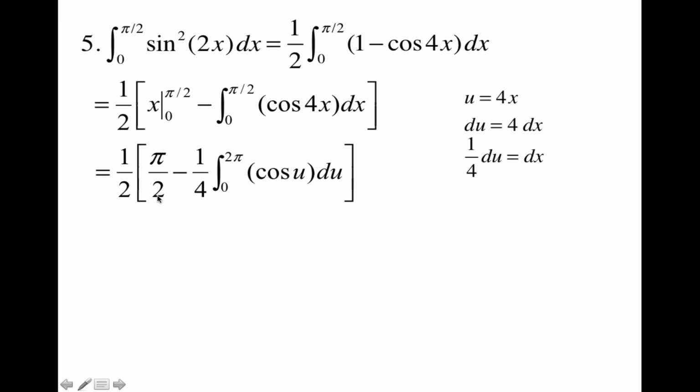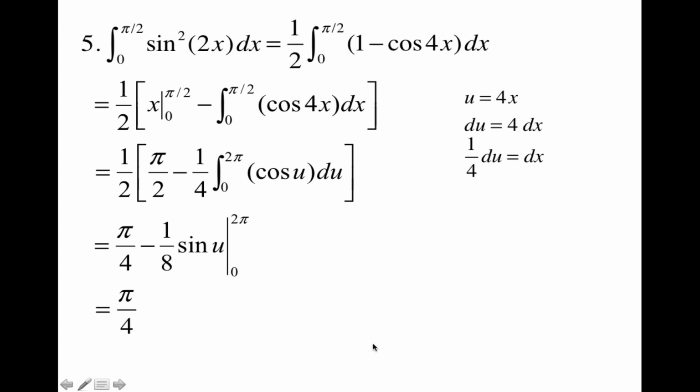And then at the same time, I also went ahead and evaluated the x from pi over 2 to 0, which just gives me pi over 2. Now I can go ahead and integrate the cosine u. At the same time, I went ahead and distributed that 1/2. Now when I go ahead and plug in 2 pi and 0 for u, you should get pi over 4.